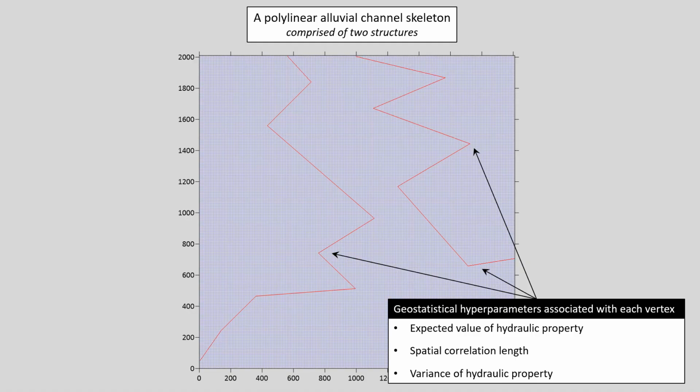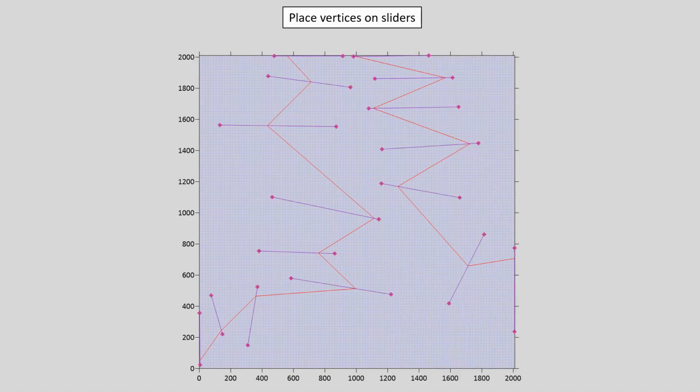And the alluvium is going to have spatially correlated hydraulic property field. The correlation length, the variability, the mean can vary from point to point, so the hyperparameters that we associate with each of these vertices can be different for each vertex. Then we're going to allow for the fact that we may not know exactly where these old alluvial channels are, so we need to be able to move them or generate random realizations of where they are.